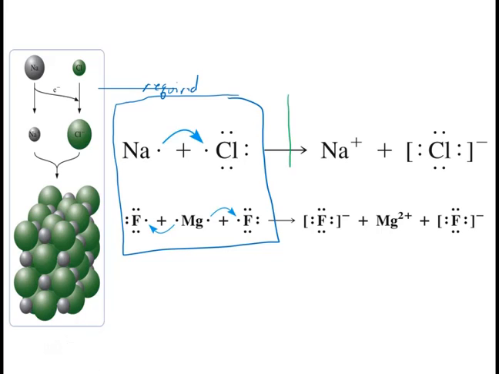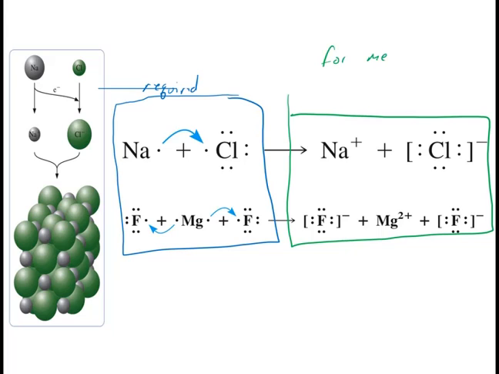So for me personally, and I'm not saying this is a general rule, for me, not required. I just want to know that you understand where the electrons go, not necessarily what's formed there. Okay?